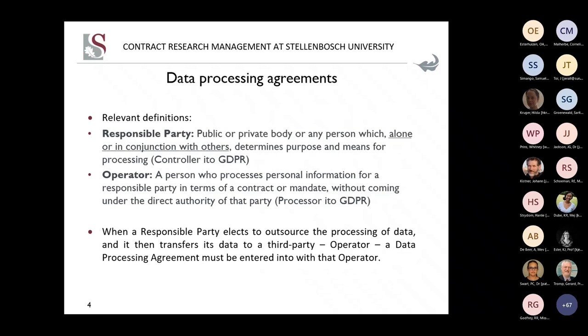The second kind of agreement that's becoming more and more relevant are data processing agreements. So Jarel also touched on these definitions, but just to put these into context for the agreement I want to discuss, a responsible party is a public or private body which alone or in conjunction with others determines the purpose and means for the processing. Often we get data processing agreements from colleagues in the EU, and then they will refer rather to a controller in terms of their legislation. And then an operator is the person who processes the personal information shared by the responsible party. And again, in terms of the GDPR, they're referred to as processors.